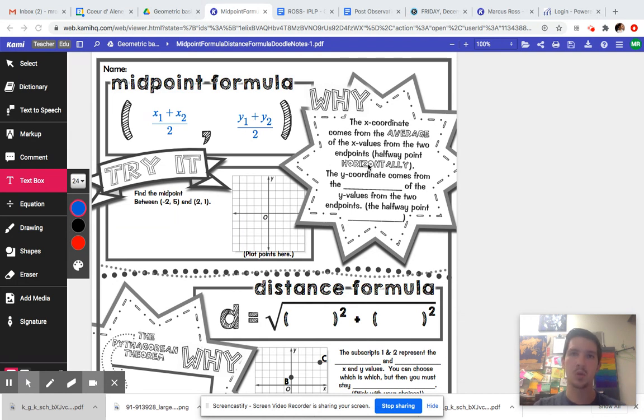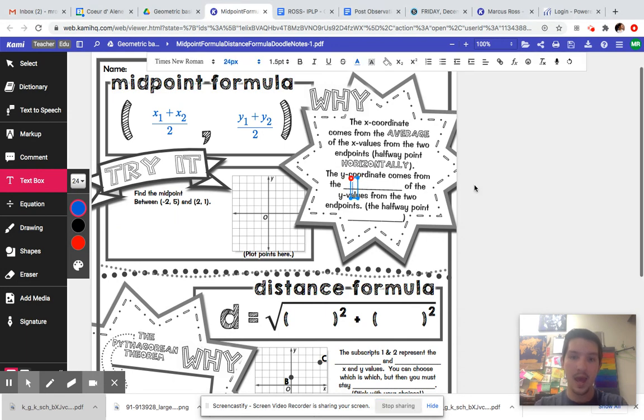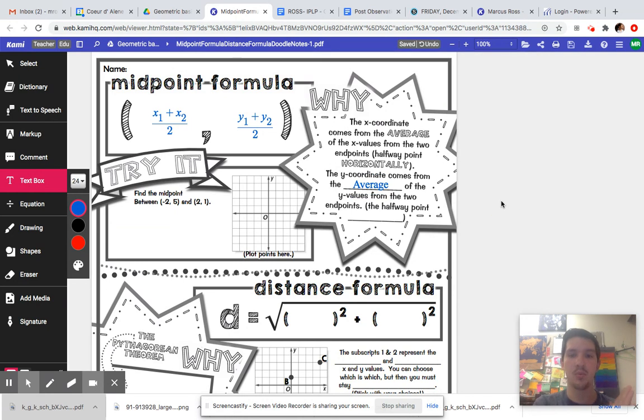So why does this work, okay? The x coordinate comes from the average of the x values from the two endpoints, okay? We're doing midpoint. Thinking about our definition of midpoint, it's the halfway point horizontally. The y coordinate comes from the average of the y values from the two endpoints. The halfway point vertically.